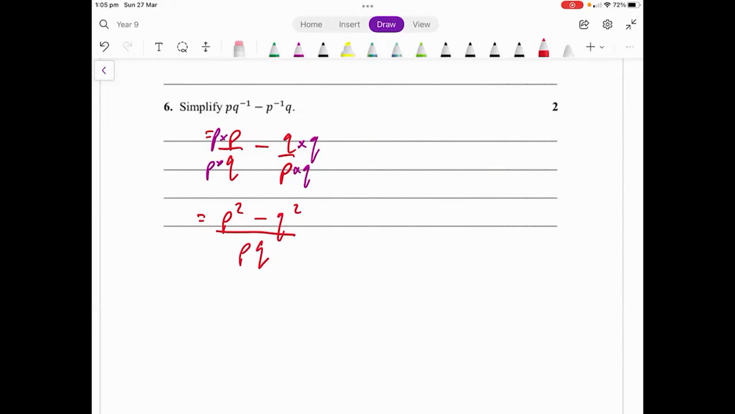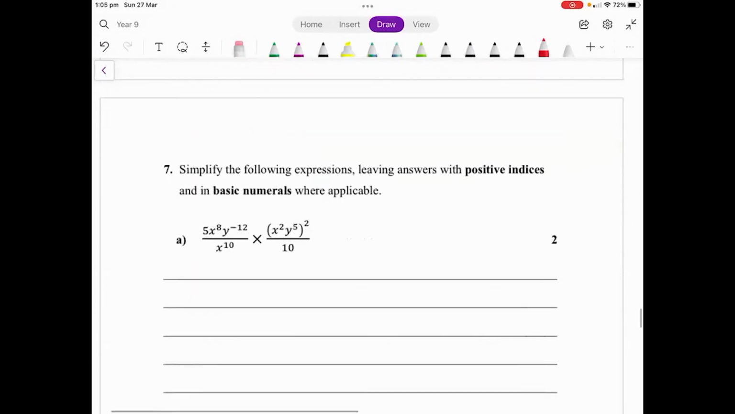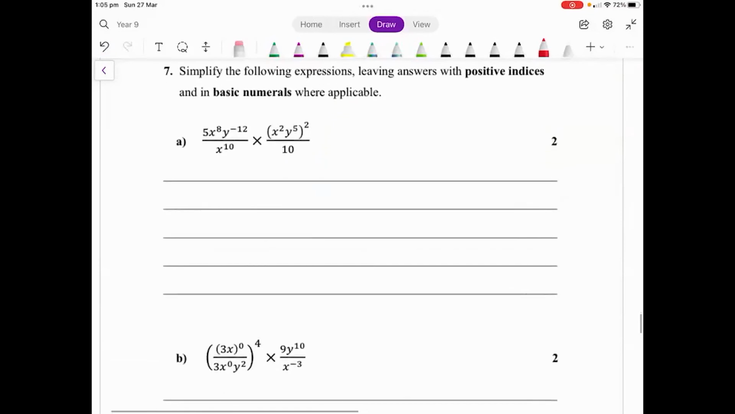Question 7. Once again, there's many ways to do this. We're going to simplify the numerator and the denominator. Then we're going to clean it up at the end. So firstly, expanding the brackets on the numerator gives me x to the power of 4 and y to the power of 10. Everything else on the numerator I leave alone. On the denominator, I just combine the 10 and the x to the power of 10, which gives me 10x to the power of 10.